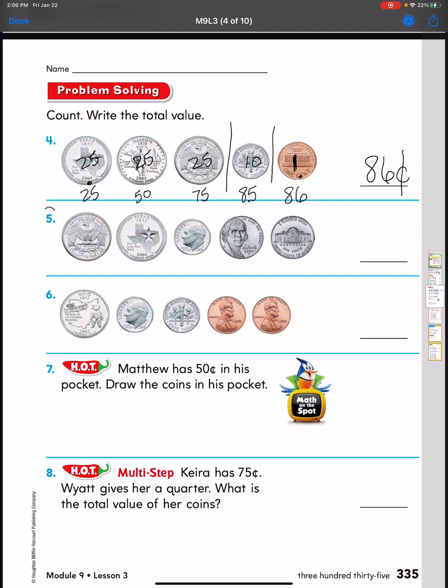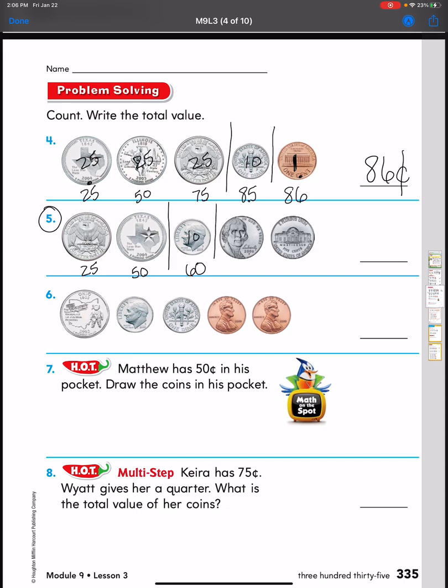All right, number 5. Remember, 1 quarter is worth 25. 2 quarters is worth 50. And I have a different kind of coin. Now I have a dime. That means I need to add 10. So I would say 50, 60. 50 plus 10 more is 60.